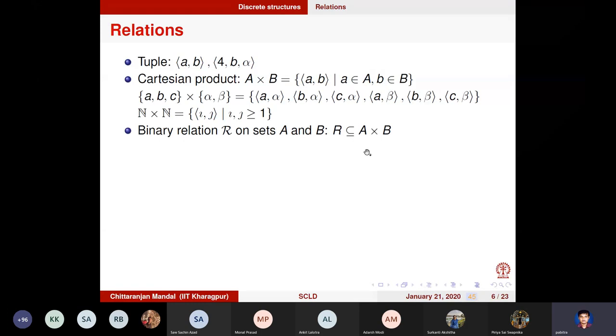We would say that one particular ordered pair, or element of the Cartesian product, belongs to the relation or does not belong to it. So for example, if I have a relation comprising (a, alpha), (b, alpha) and (c, alpha), then these three tuples belong to this relation and the other three tuples do not belong to this relation, because a relation is a set.